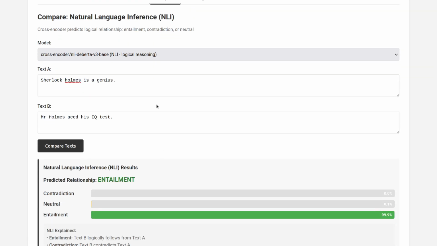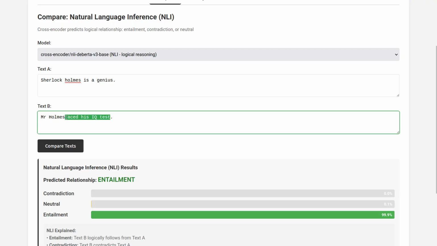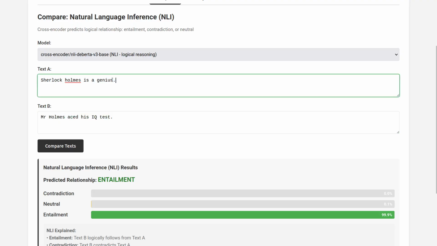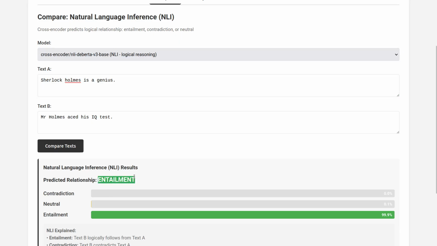So we can see that the model has very clearly learned something about acing IQ tests being associated with genius, and failing the test being the opposite of being a genius. And it can't generate new text, but it can tell us something about the text that's kind of useful in terms of search engines or classifying this text for certain purposes.